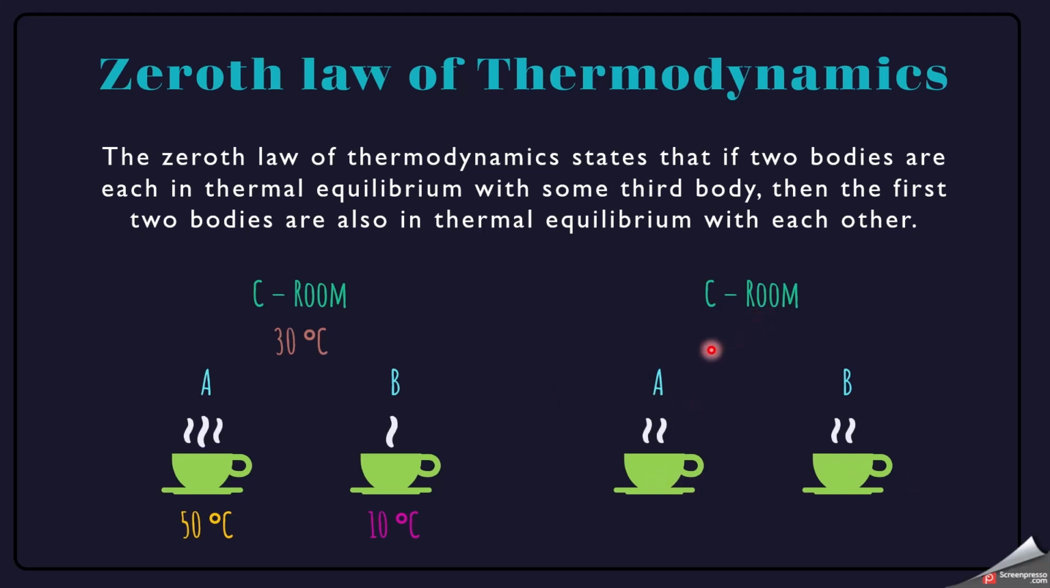What happens is A and C attain thermal equilibrium. Similarly, B and C attain thermal equilibrium. The zeroth law states that if each of two bodies is in thermal equilibrium with a third body, then they will be in thermal equilibrium with each other. That is, here A and B become thermal equilibrium with each other.